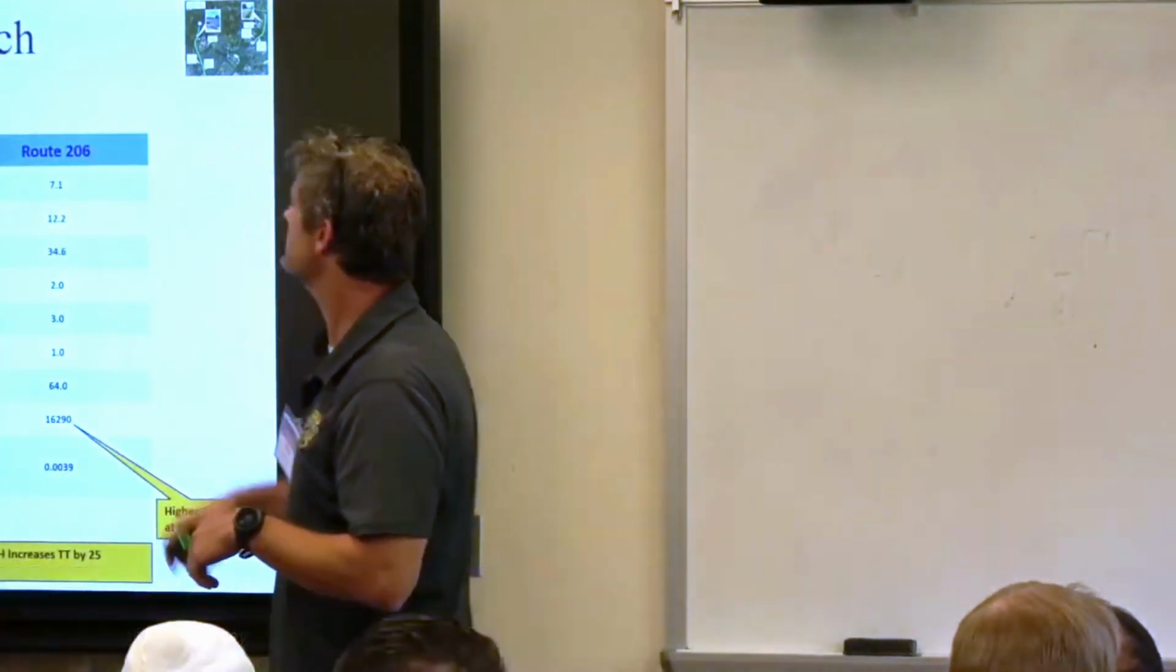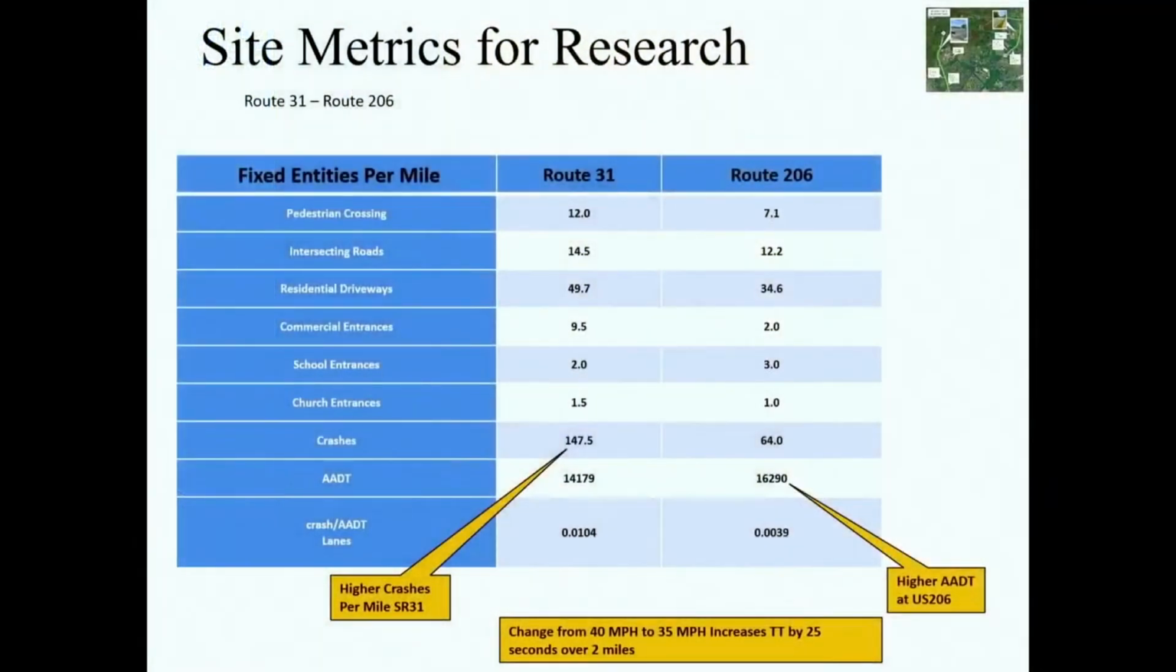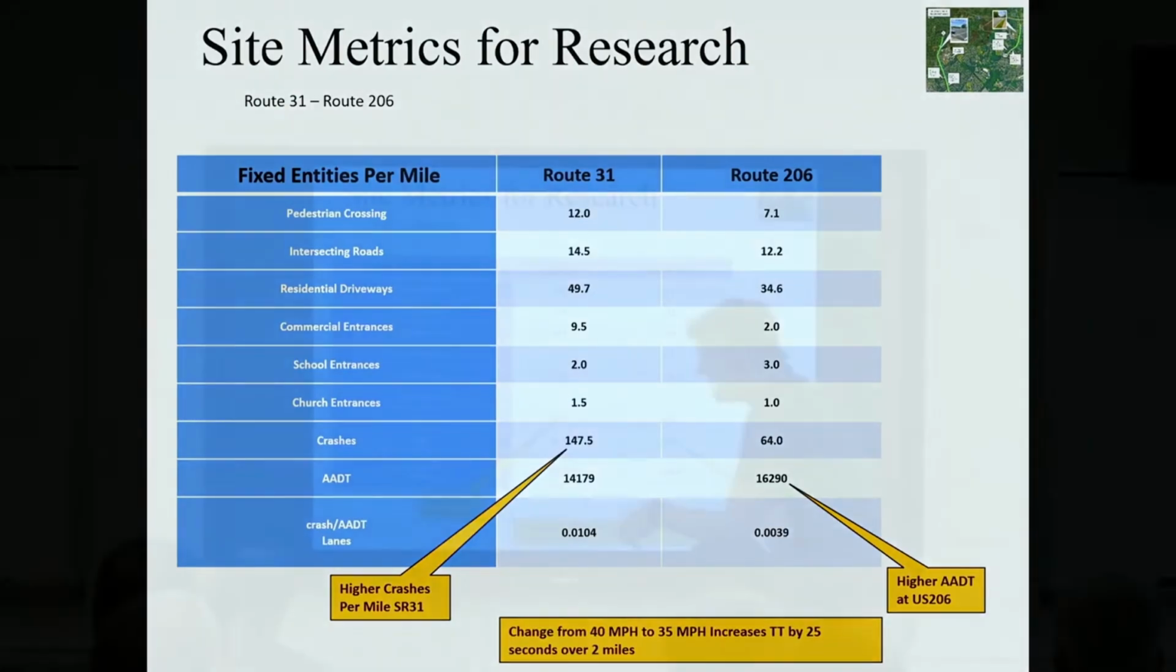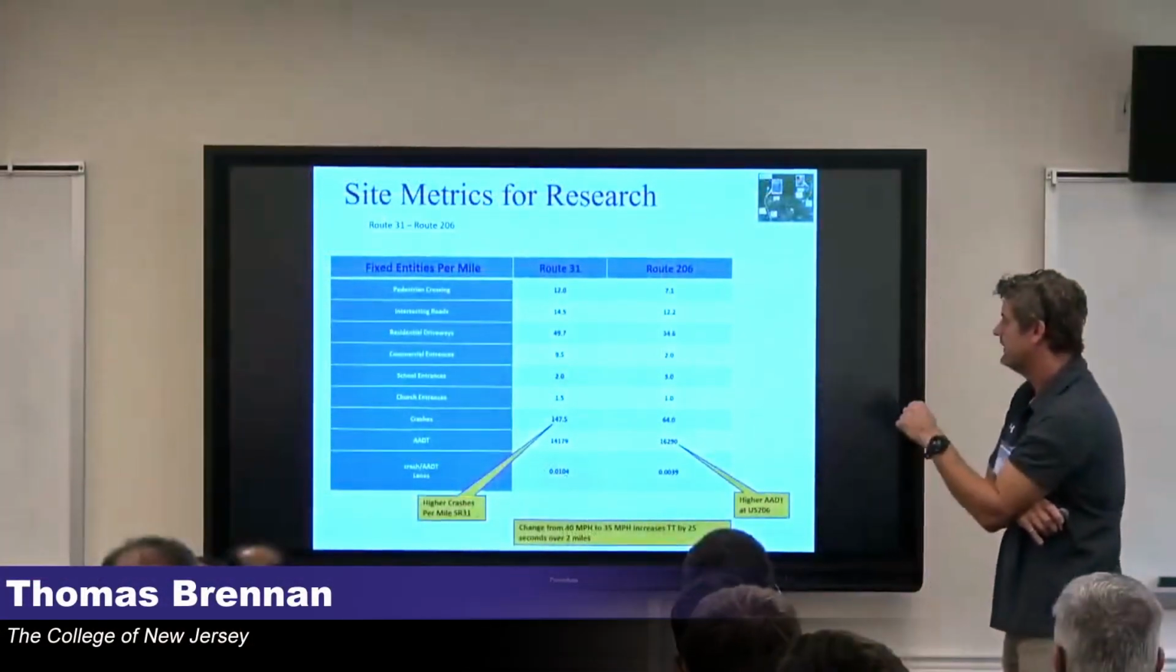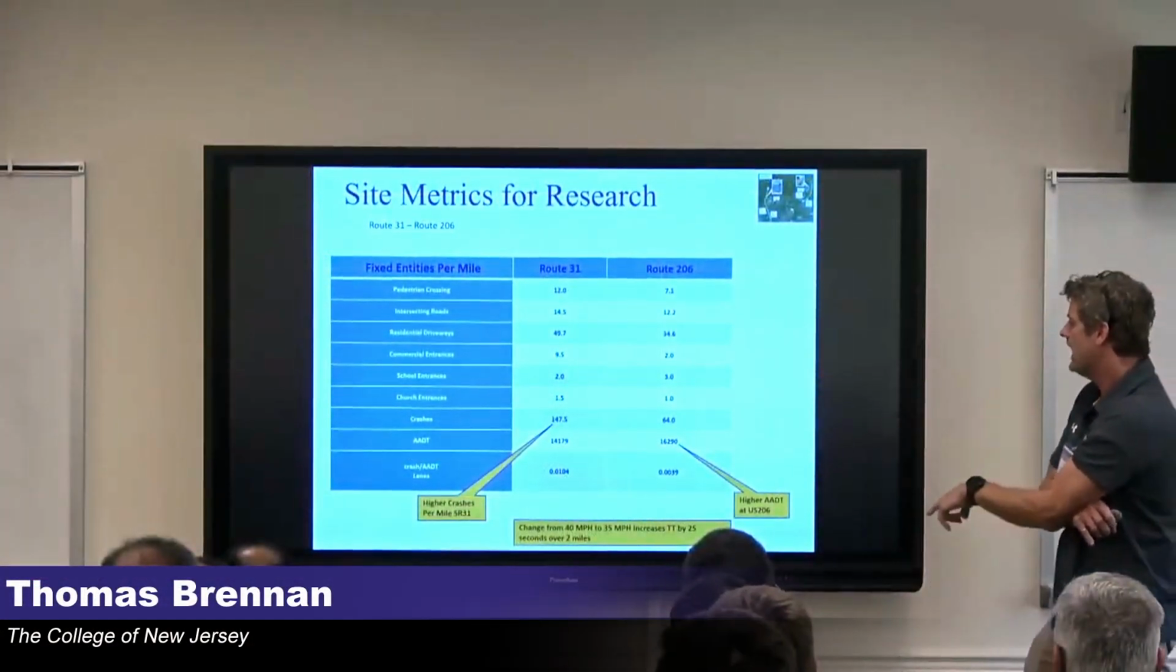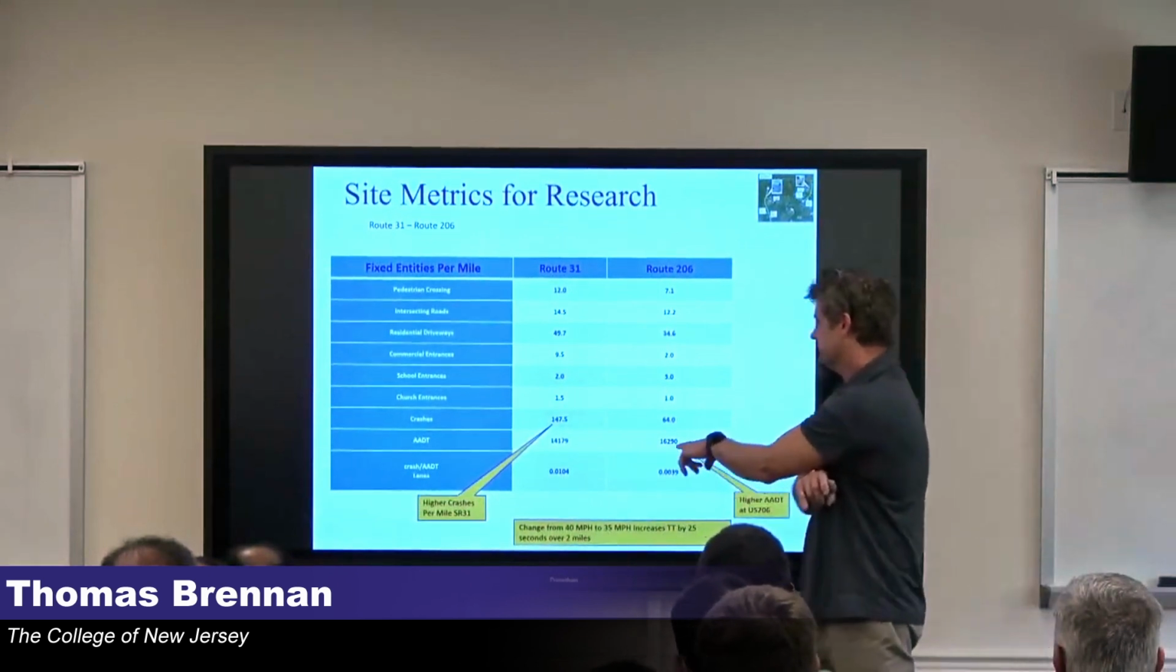So then this is that breakdown of the metrics, just to lay this out. Pedestrian crossings, 12 and 7.1, intersection roads. And this is per mile, by the way, so this has been normalized. This gives you an indication of just comparing these two together. The biggest difference is that 31 has 4 lanes and 206 has 2 lanes. Higher crashes per mile, 147.5 compared to 64. Higher ADT, 16,000 to 14,000.